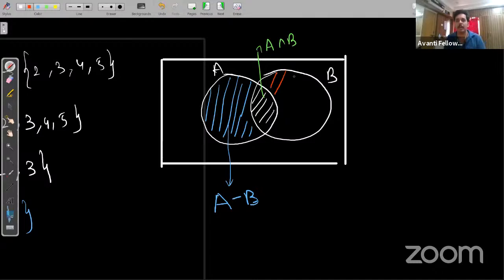What about the red marking, guys? Very good. It is only B, the elements in B but not in A. So it is B minus A. Is that clear, everyone? You got the idea, right?